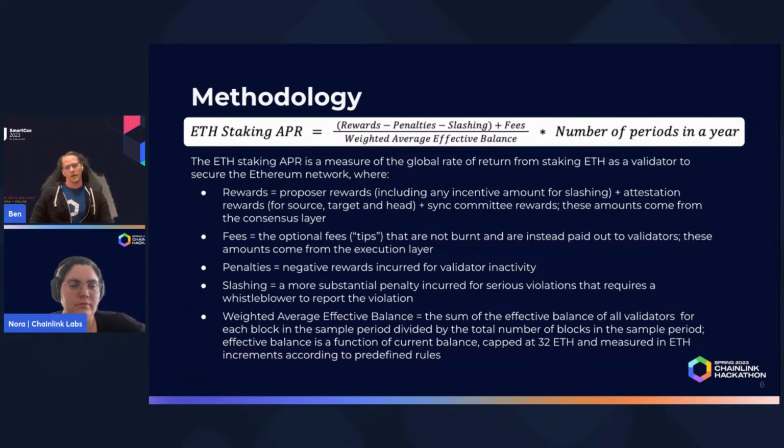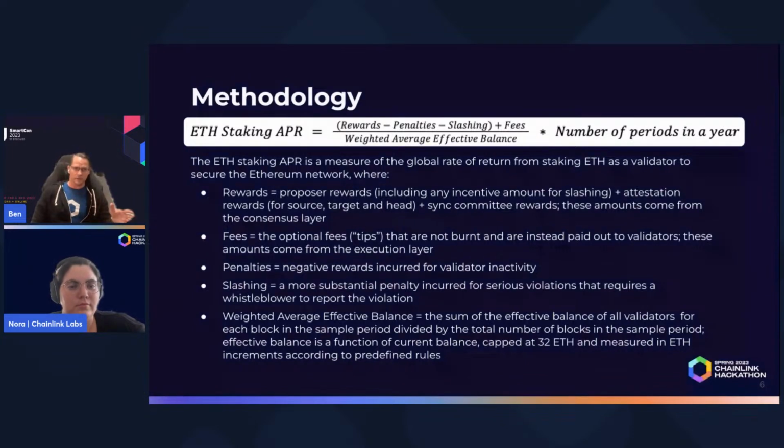From there, we take that rate and multiply it by the number of periods in the year. So for the 30-day APR, it'd be the number of 30-day periods in a year, for 90-day, the number of 90-day periods in a year, and that's how you get your annualized percentage rate.